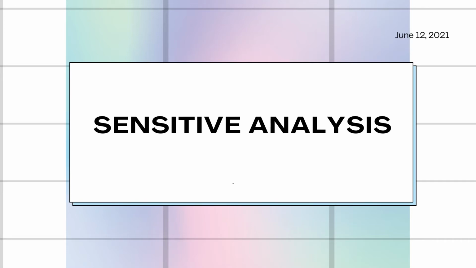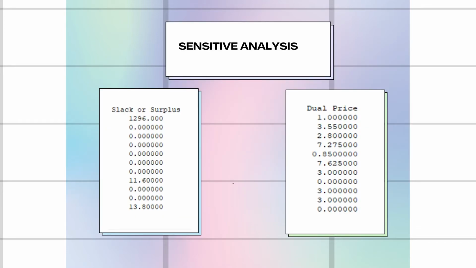First of all, sensitivity analysis studies how the optimal solution will change with changes in the input coefficients. The slack or surplus indicates how near you are to satisfying constraints. In a less than or equal to limitation, this amount is commonly referred to as slack. This number is known as the surplus in a greater than or equal to limitation.